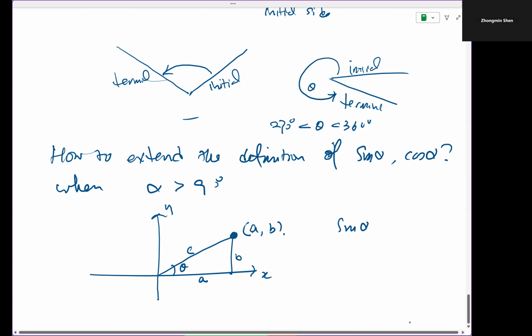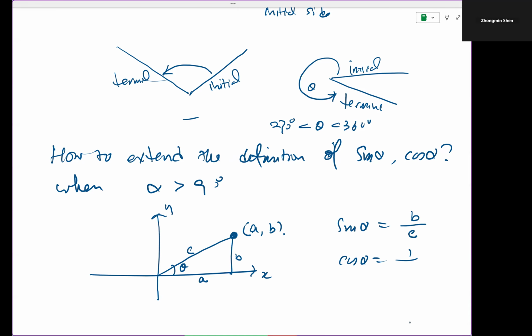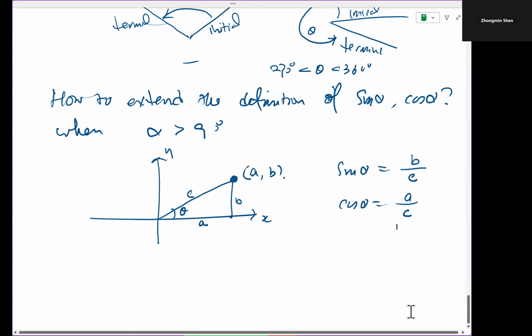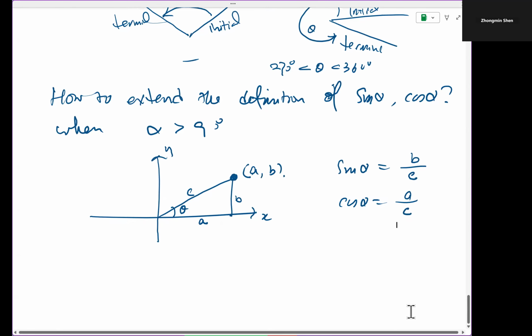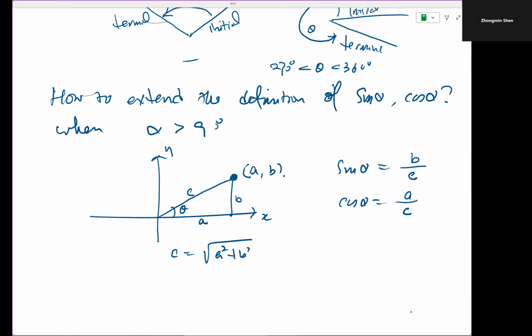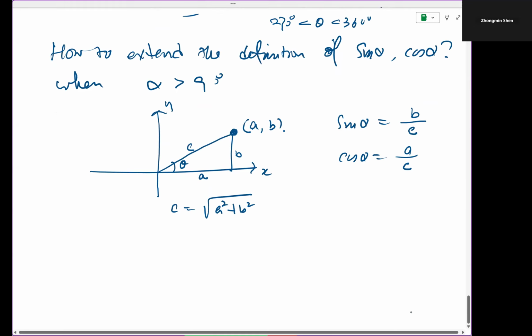So sine alpha equals B over C. Cosine alpha equals A over C. And C is going to be the square root of A squared plus B squared, the distance between those two, right? If you use this picture, you notice that A and B can be negative.